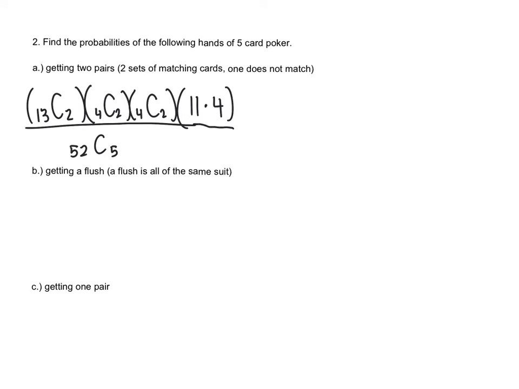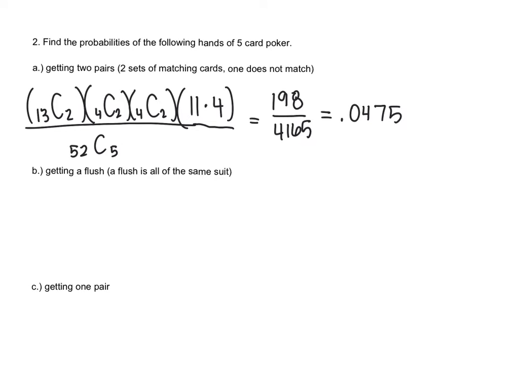Anytime the probability is choose 1, I'm not typically going to write it, because anytime you do choose 1, you just get the number you put in. So using the calculator, this gives us the fraction 198 over 4165, which is the decimal 0.0475. So there's about a 5% chance of getting 2 pair in poker.